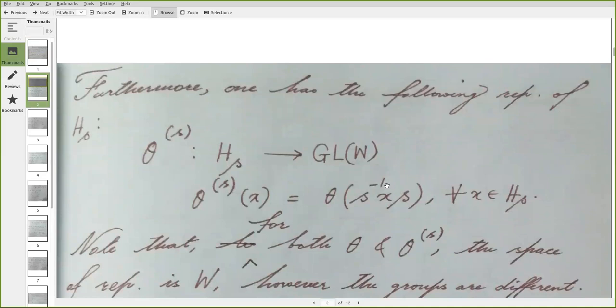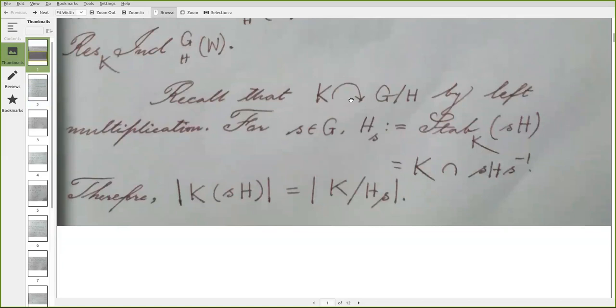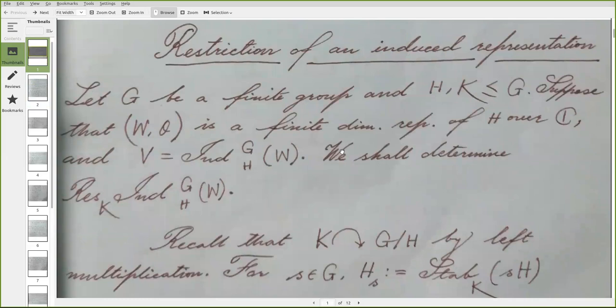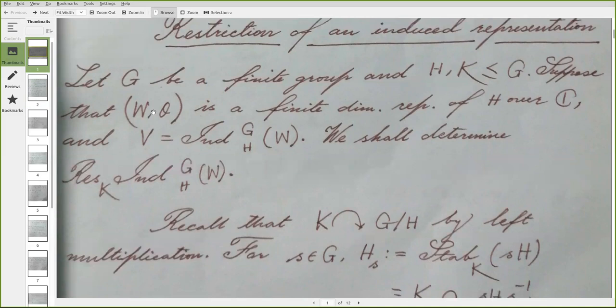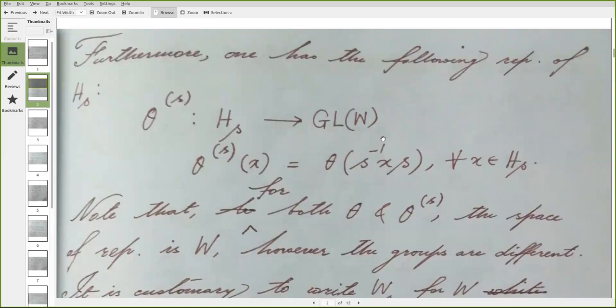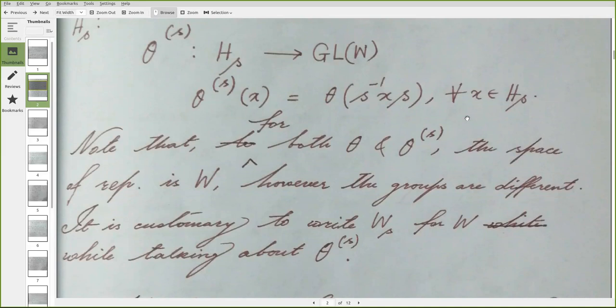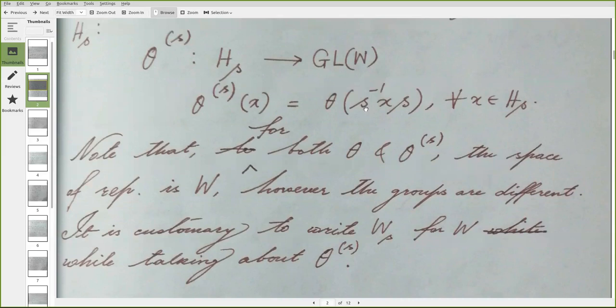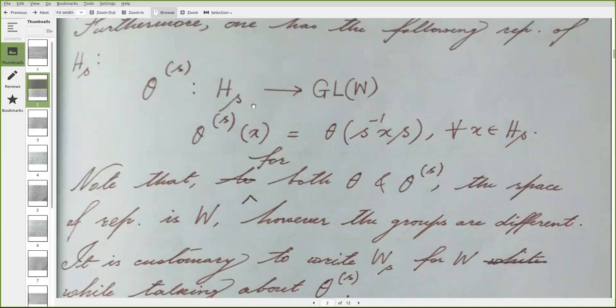Again, let me recall for you. So this is our sH, and whenever we have a representation theta of H on the complex vector space W, then from that we get a representation of the subgroup H^s for any s in G, and we denote the representation by theta^s. So theta^s of x is theta of s inverse xs. So this is just first we do a conjugation and then we apply theta. So remember, x is in sHs inverse, so therefore s inverse xs lies in H. So this makes sense. And since theta is a homomorphism, it follows that this is also a homomorphism. Theta^s is a representation of the subgroup H^s, a subgroup of K, on the space W.